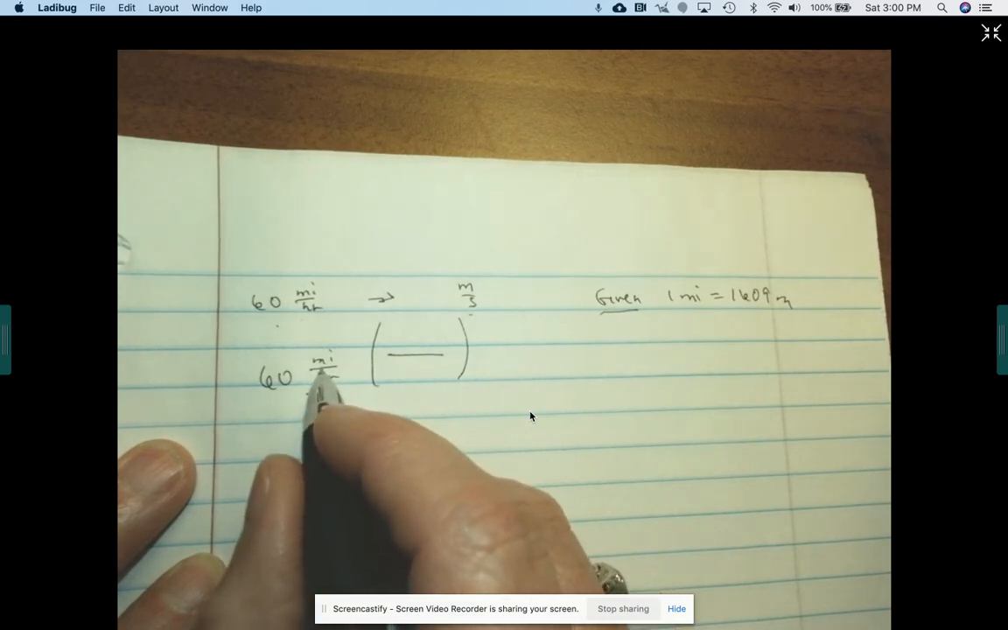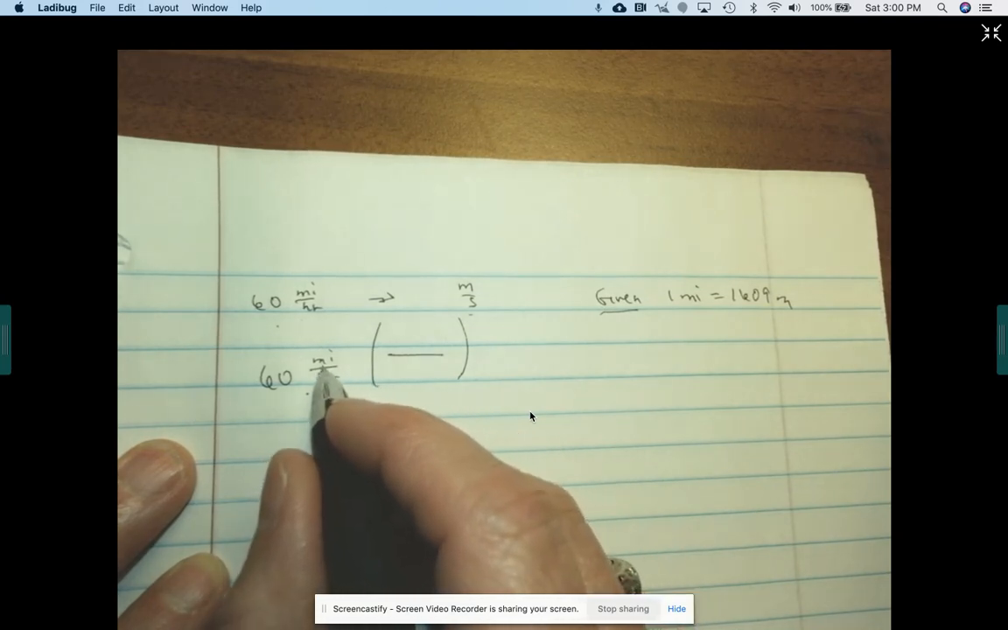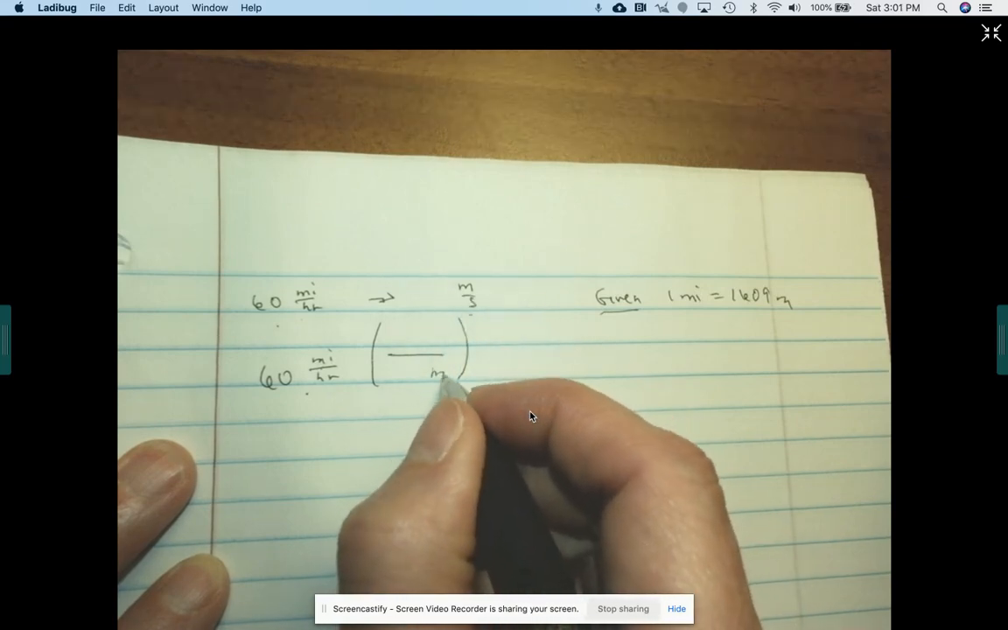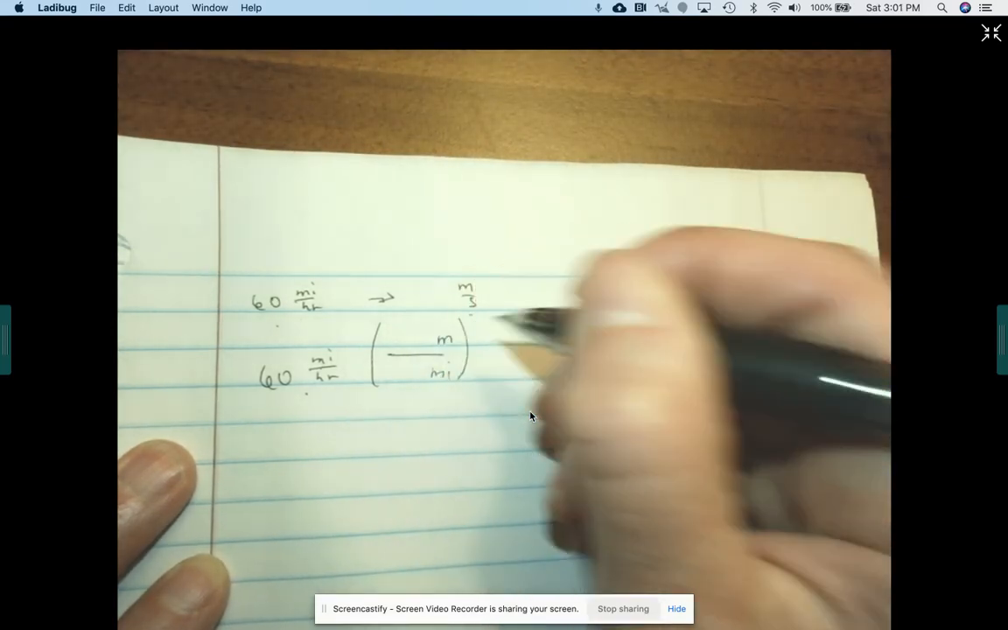So let's first convert miles, right? If we want to get rid of miles on the top and we want to end up with meters on the top, we're going to put our mile unit on the bottom and our meters on the top.